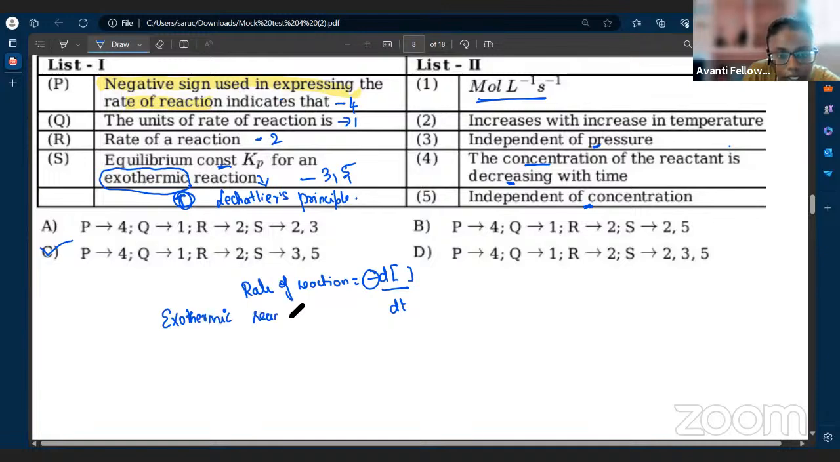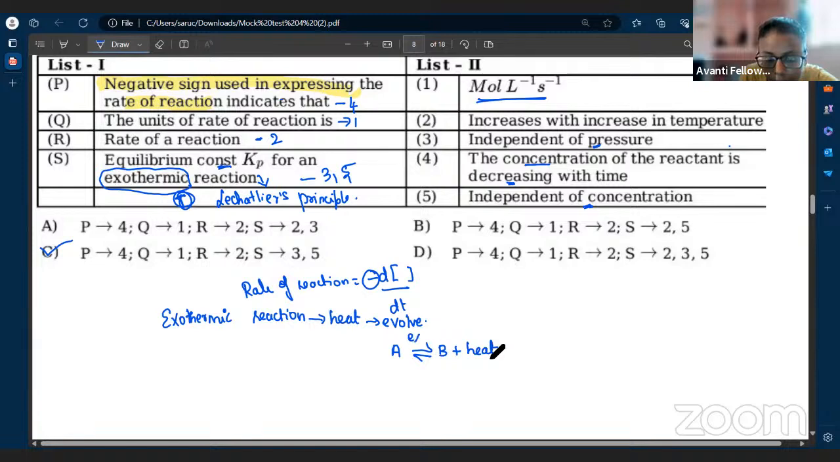What is an exothermic reaction? Heat will evolve. Now, if there is a system like A gives B plus heat going out.